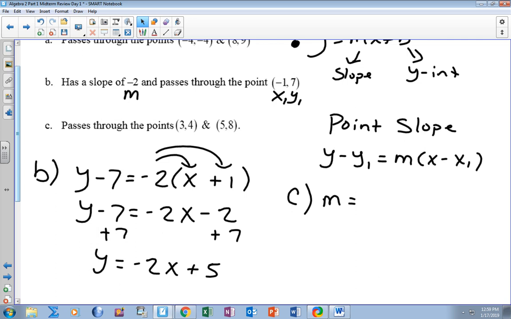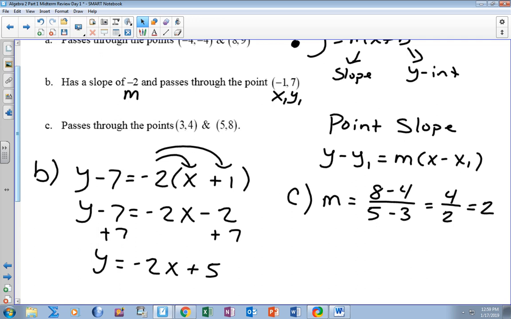So, 8 minus 4 over what? Yep, 5 minus 3. Very good. So that's going to give me 4 over 2, which is 2. So now I have the slope.